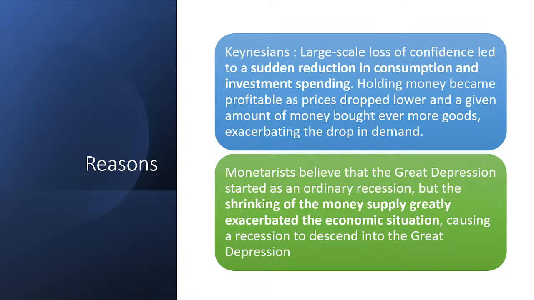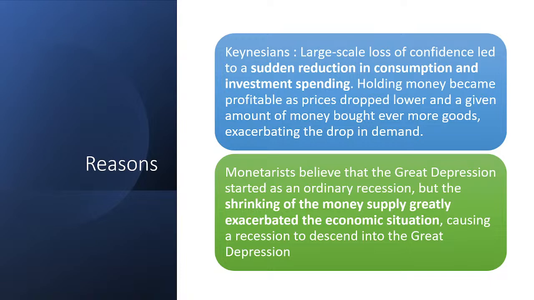So the monetarists believe that the Great Depression started as an ordinary, small one, but because of the shrinking of the money supply, the Federal Reserve, the central bank of the US, adopted a monetary policy that shortened and reduced the money supply. That exacerbated the economic situation and created a mess. So the explanation is that it was not demand side, it was more of a policy-related decision. It was a man-made recession.